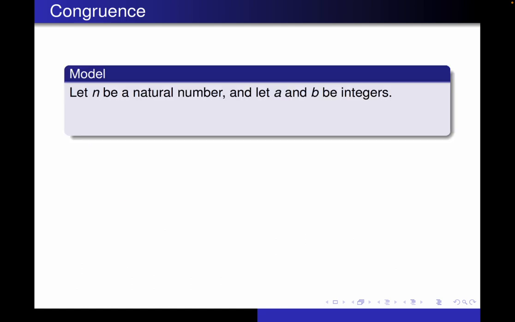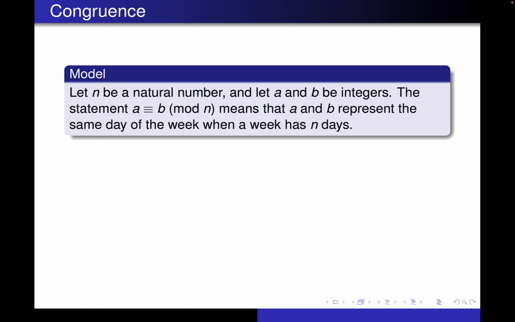So we're going to let n be a natural number and let a and b be integers. And the model we're going to use is if we have the statement a is congruent to b mod n, what that means is that a and b represent the exact same day of the week, not necessarily the same day, but the same day of the week when a week has n days.